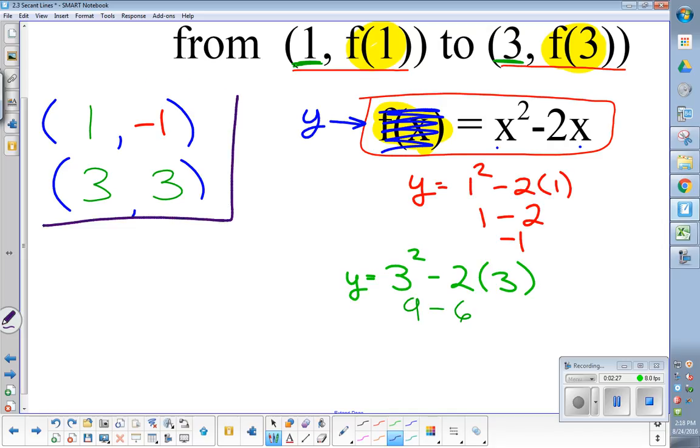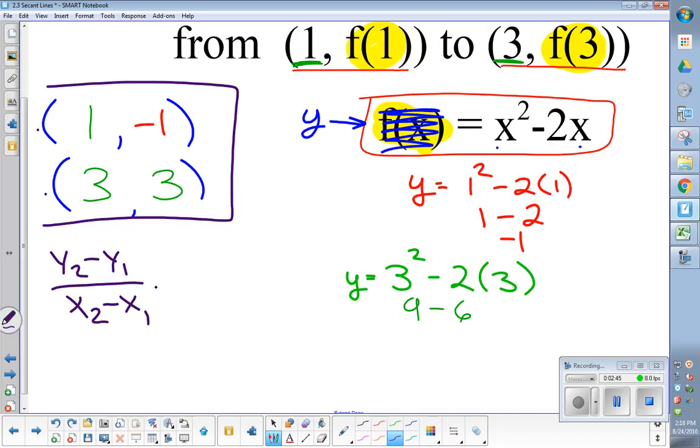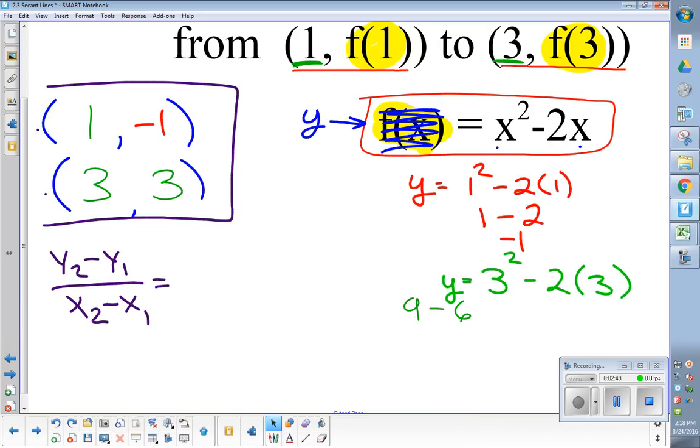Am I done? What were we trying to do? Find slope. So I'm not done. I found my ordered pairs, but now I need to find slope. So all I need to do from here is plug in to my slope formula. Take those values that we have right now and go ahead and plug that into slope formula. You should know how to do that. We just did it on our last test. Do that now.